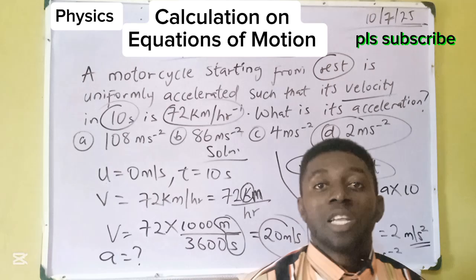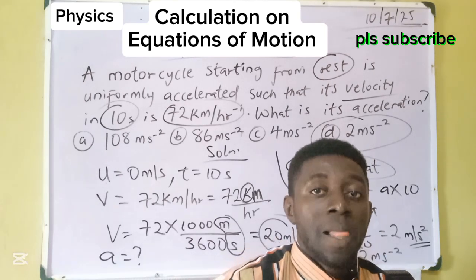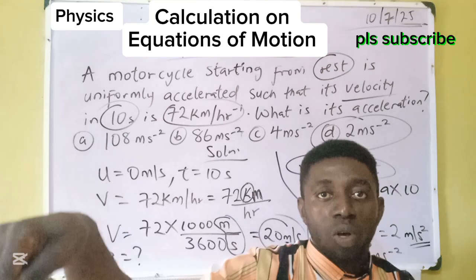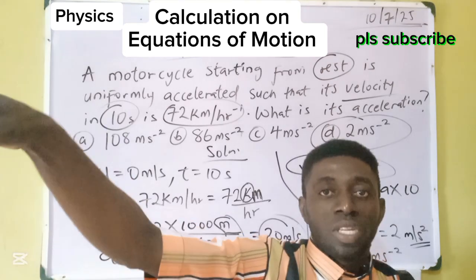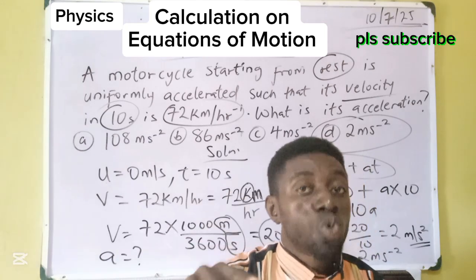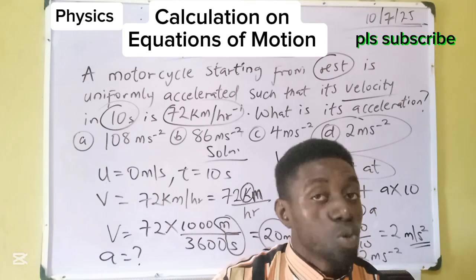See what it means? It means that in every 1 second, the motorcycle was increasing its speed by 2. In 1 second, 2 meters per second. 2 seconds, 4 meters per second. 3 seconds, 6 meters per second. In every 1 second, the speed was increasing by 2 meters per second.